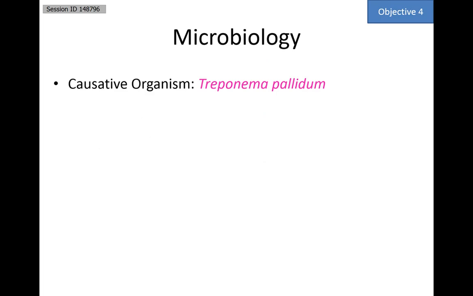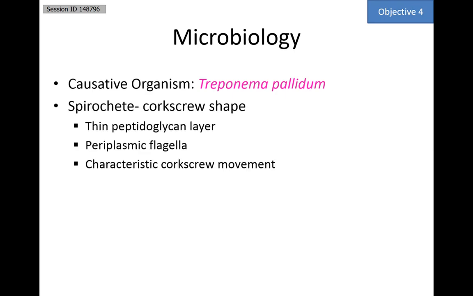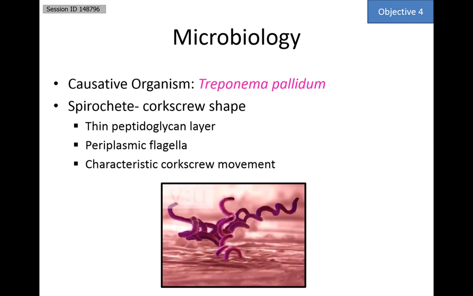The causative organism for syphilis is going to be Treponema pallidum, and it's basically a spirochete. So what that basically means is it has a flagella on both ends of the organism, and it tends to use that as a virulence factor to infect its host. It is an obligate parasite as well, depending on the host cell for its energy as well as nutrient.